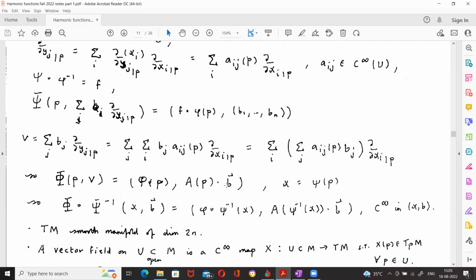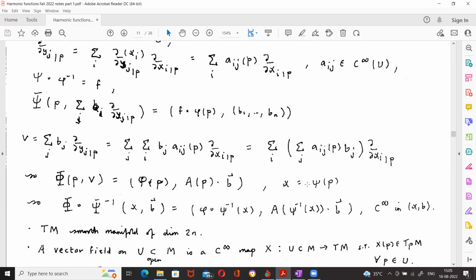So therefore, if I look at the change of charts now, phi composed with psi inverse of a point (x, b), what will it be? It will be phi composed psi inverse of x, comma A of psi inverse x into b. Okay.